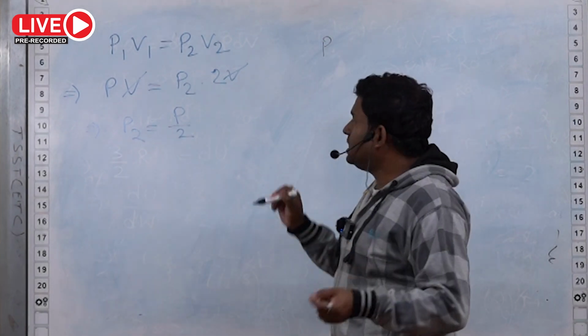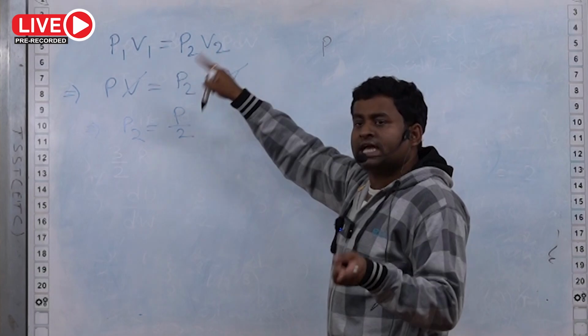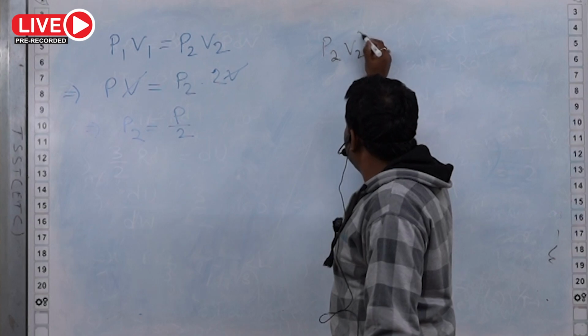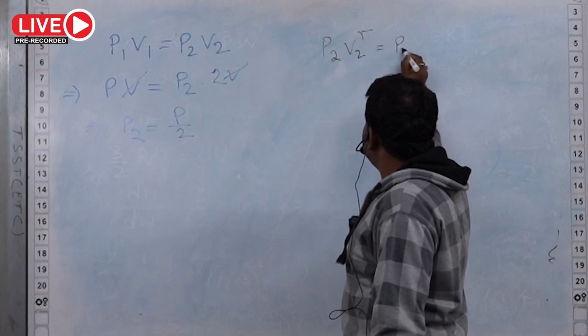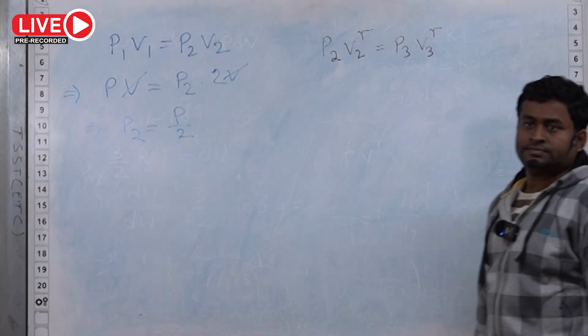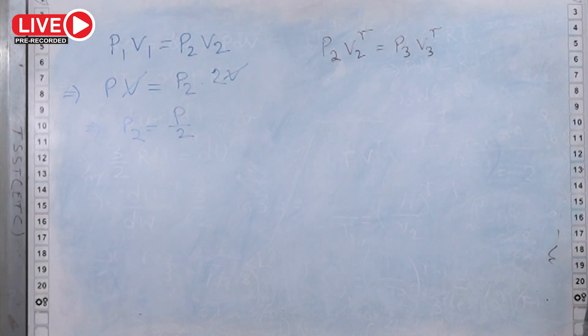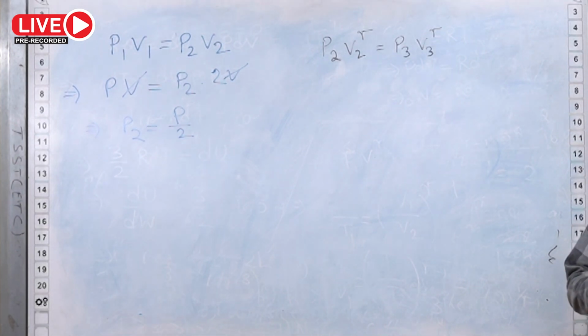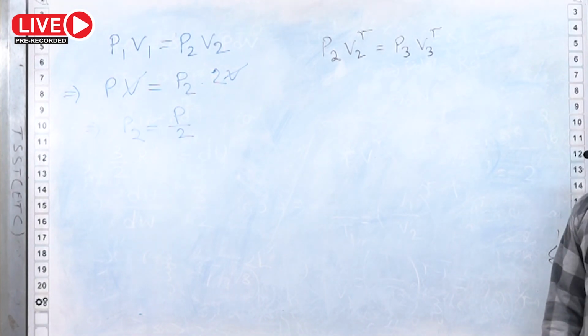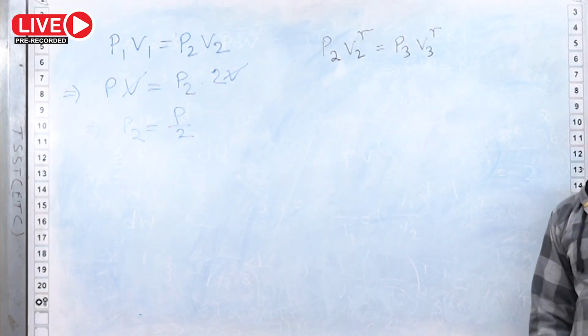Then I consider that after this step the gas expands adiabatically. So P2 V2 to the power gamma will be equal to P3 V3 to the power gamma. When the gas undergoes an isothermal process, it obeys PV equal to constant. In an adiabatic process it obeys the law PV to the power gamma equal to constant. So for two states, one denoted by 2, another denoted by 3, I can write P2 V2 to the power gamma equal to P3 V3 to the power gamma.